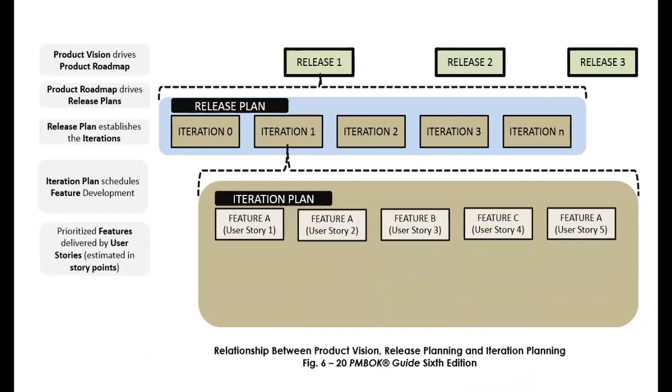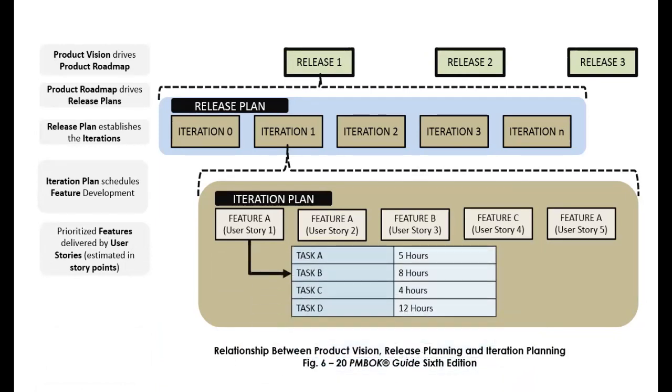Now, at the sprint planning level, for some teams, you go all the way on down to the task level. And this is the level we typically identify from the world of predictive, the task level, where we break down the tasks into hours. Not every agile team does that.